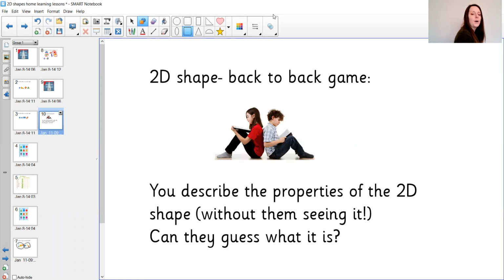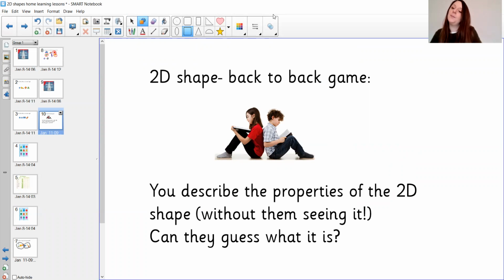So I'm holding a shape. This shape has 3 vertices. It also has 3 sides. What shape am I holding? I hope you've said, that's right, it's a triangle. Then it would be your turn.